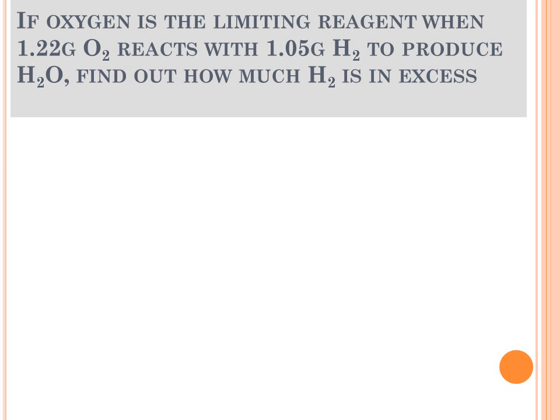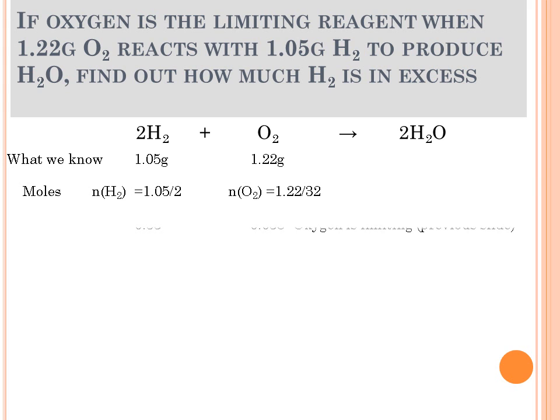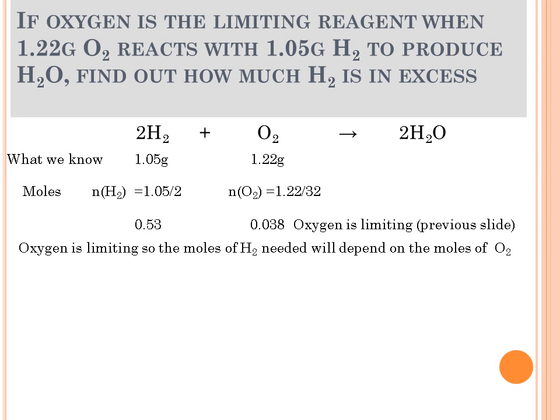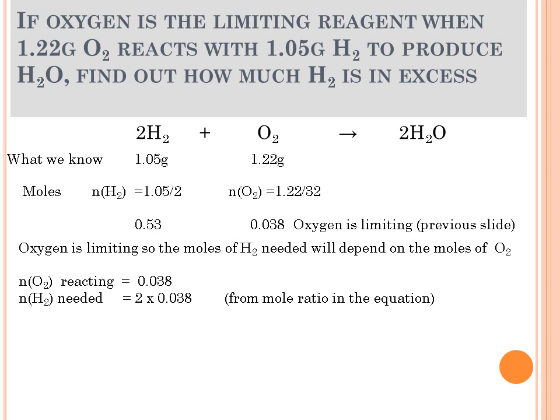So how much hydrogen are we going to have left over at the end of this reaction? Remembering that we start with our equation and we calculate the number of moles of each. We know that oxygen is our limiting factor, so that will tell us how much hydrogen we actually need to react with it. Using our number of moles of oxygen, 0.038, and our mole ratio, it tells us that we need twice as much hydrogen to react with it. So that will mean that we will consume 0.076 of the hydrogen.